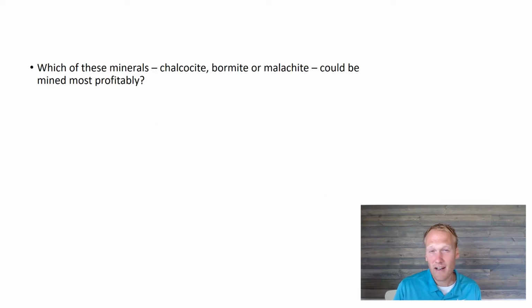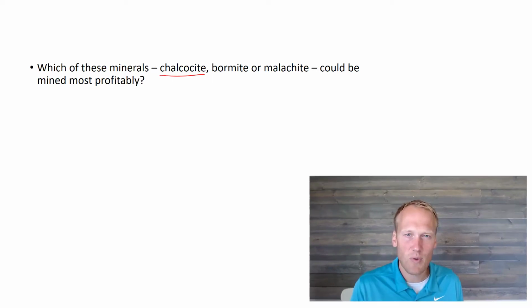So to answer that final question, what we found out was that chalcocite, because it has the highest percent composition of copper within that mineral, would probably be the one that would be mined most profitably. Now there's some other considerations that would have to be taken into account, but that's a good place to start when you're thinking about applying this information to a real life situation.